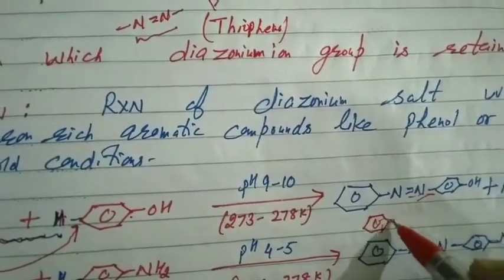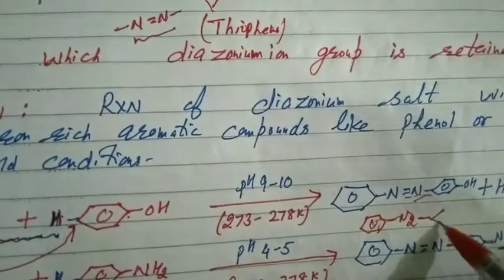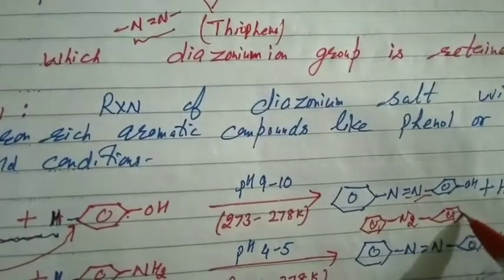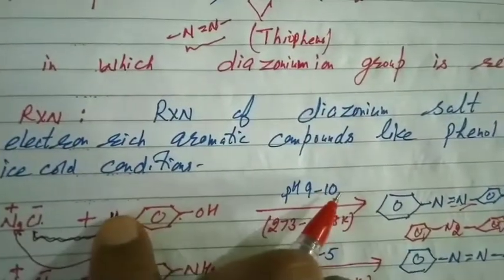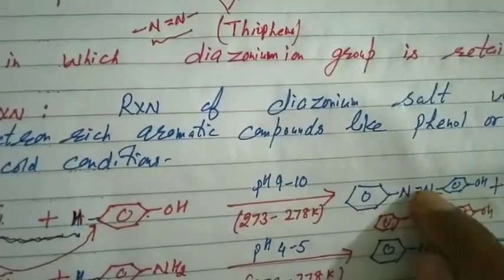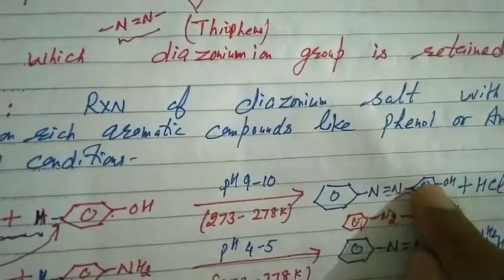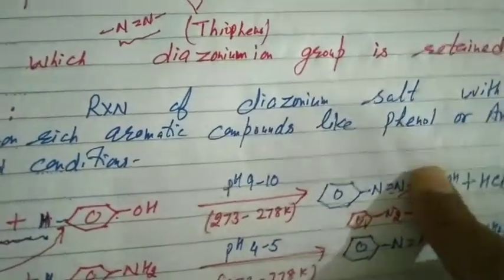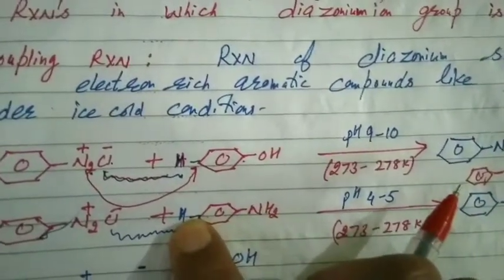C6H5N2 strikes to the para position. Charge will not be there. It changes to its stable form, C6H5OH plus HCl. It is clear coupling takes place at para position. You can write N2 or you can write in this form. There is no charge. It is para hydroxyazobenzene. This chemical reaction is coupling reaction with either phenol or aniline. Same phenomena. Takes place at para position.